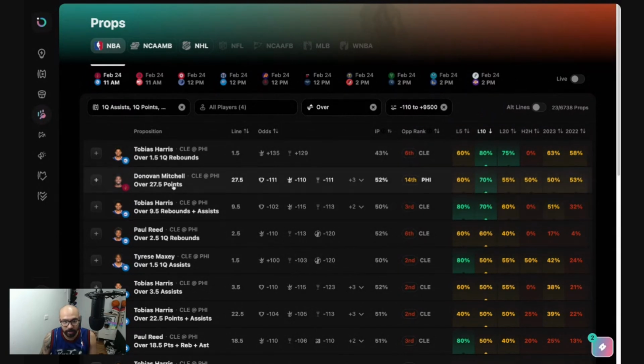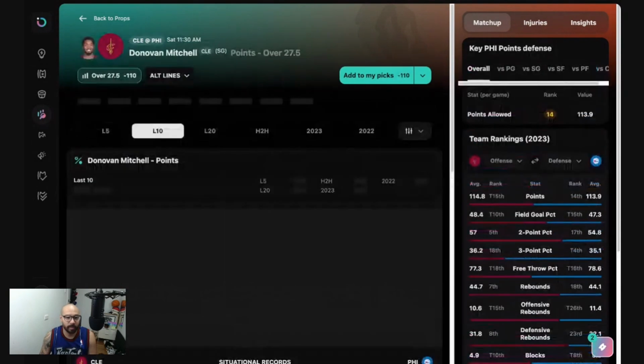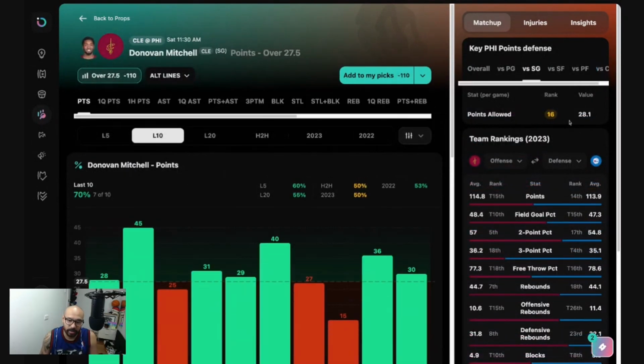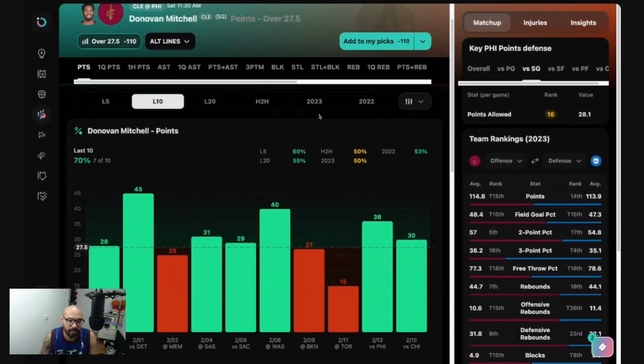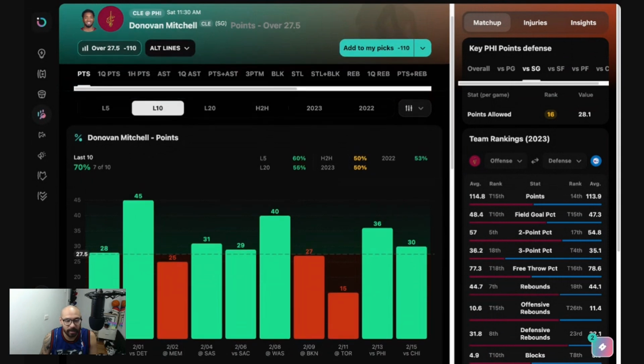So let's have a look at Donovan Mitchell here. So his points prop is at 27.5. So in terms of the matchup, the 76ers ranked 16th in the league in points allowed to shooting guards. Donovan Mitchell's covered this line in 7 out of his last 10 games.